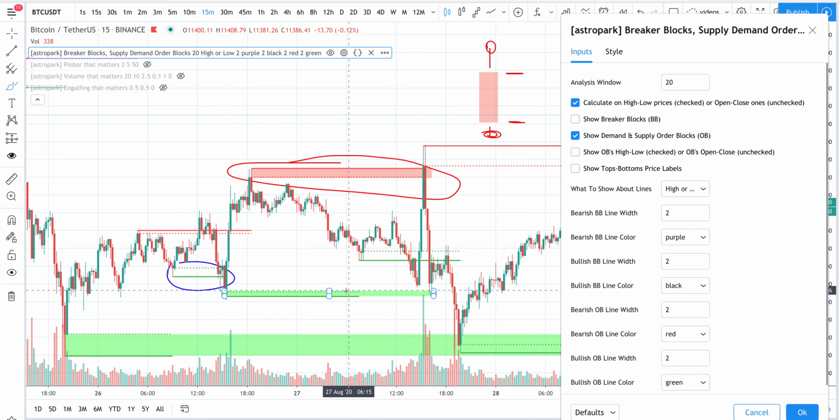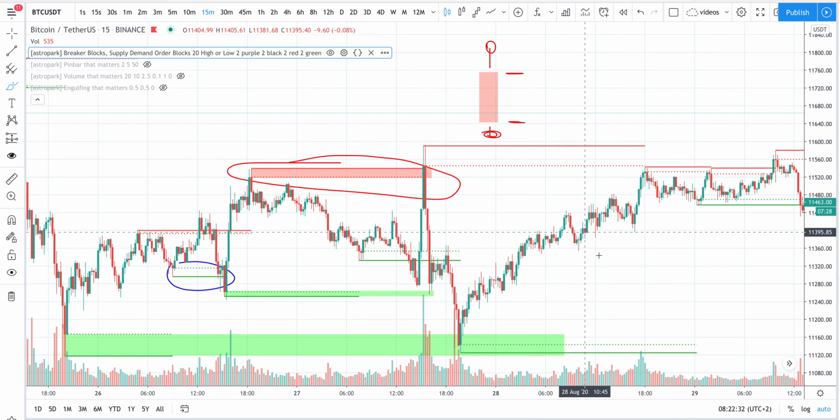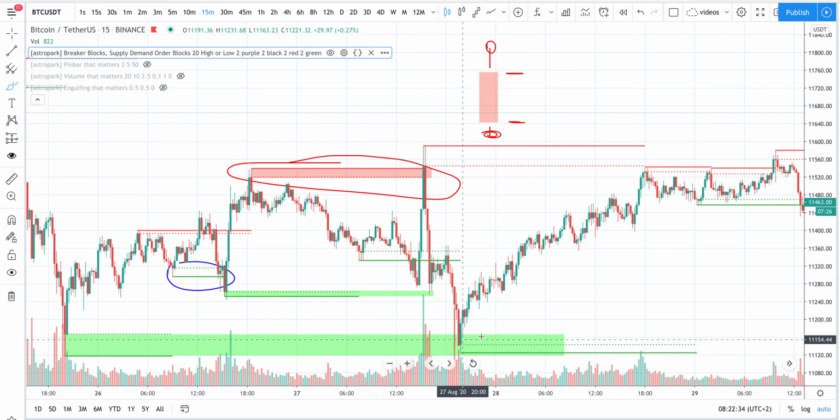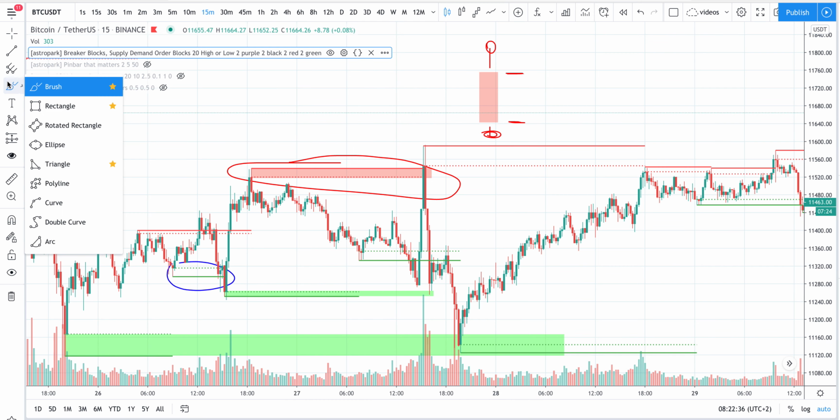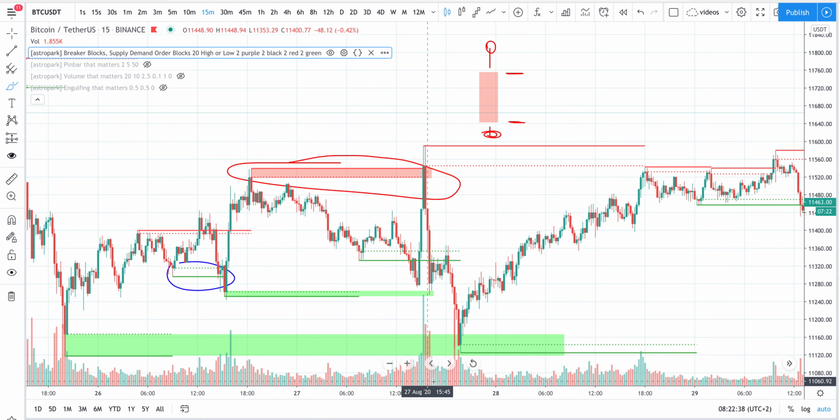So this is the best zone where you can enter for your position. You never want to see a price close below this range, because usually it means a rejection, a failure of the zone. So you need to be sure to have a stop loss set.